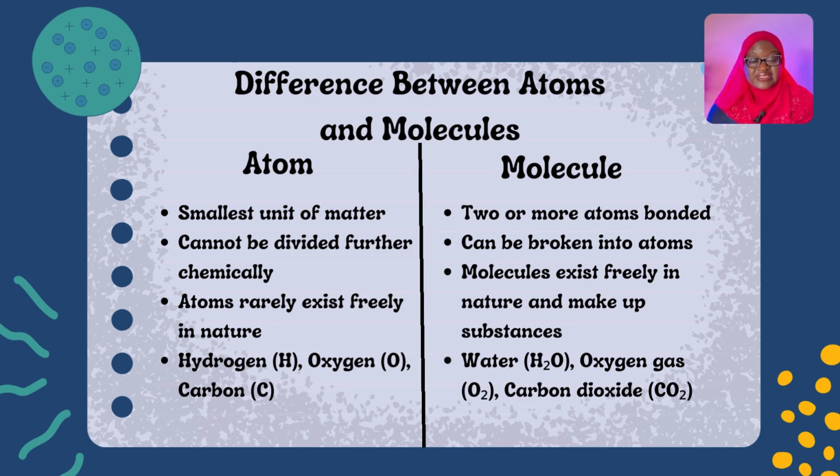Atoms rarely exist freely in nature because they're always looking to combine with one another and with atoms of other elements, except for elements that are unreactive. More often than not, you find atoms combined with other atoms. They rarely exist freely in nature. A molecule is able to exist freely in nature, like carbon dioxide, for example. It can exist on its own without combining with any other material. But atoms are always looking to combine with atoms of the same element or with atoms of other elements.